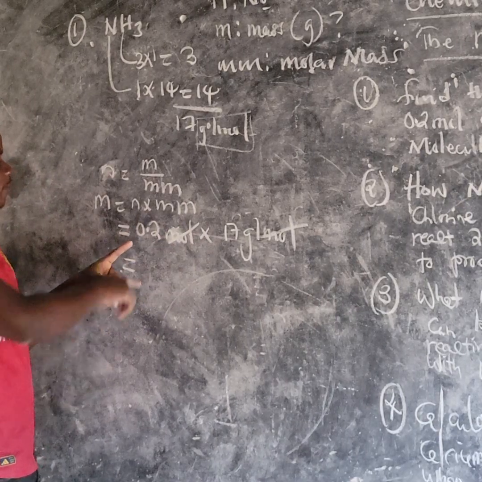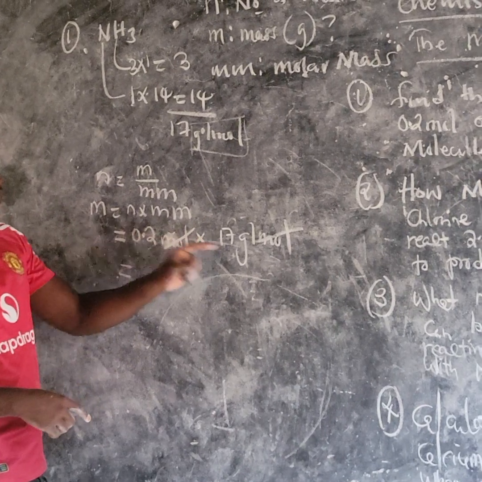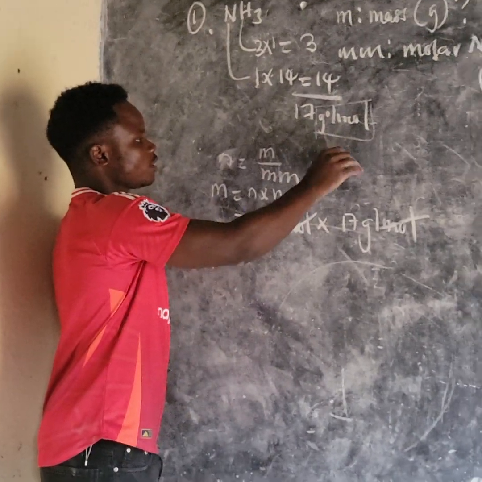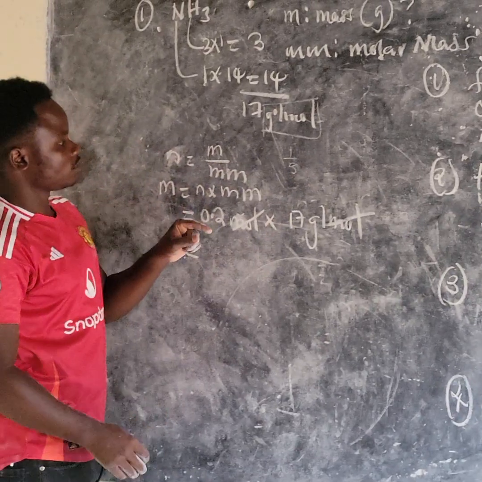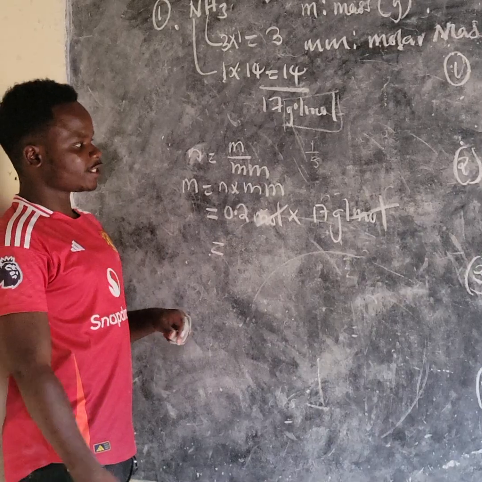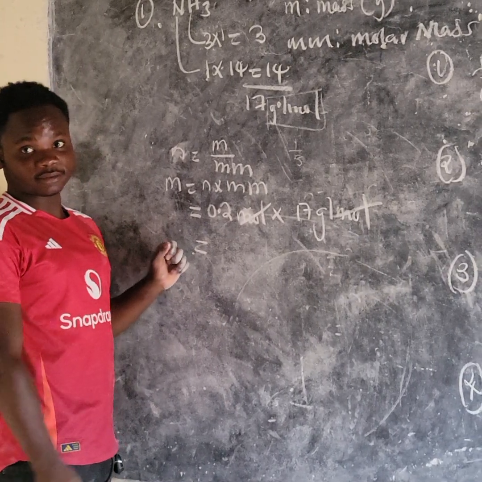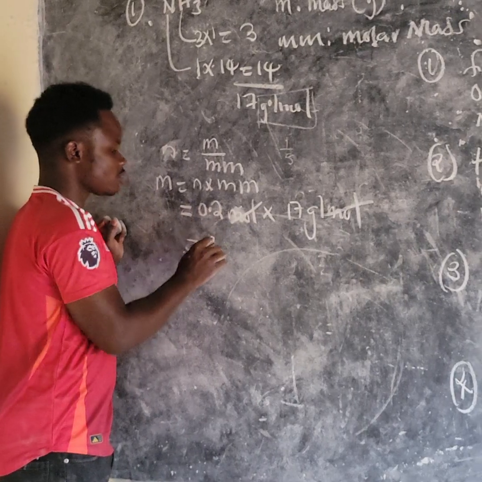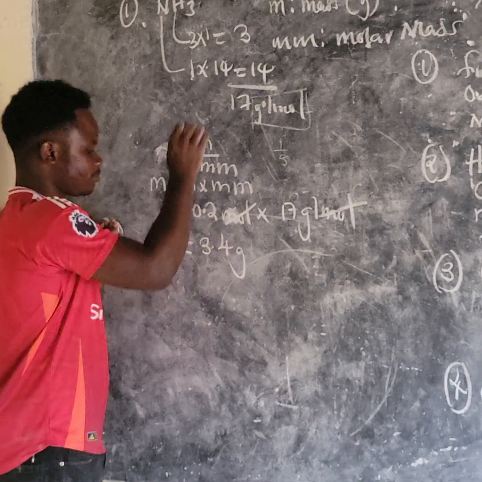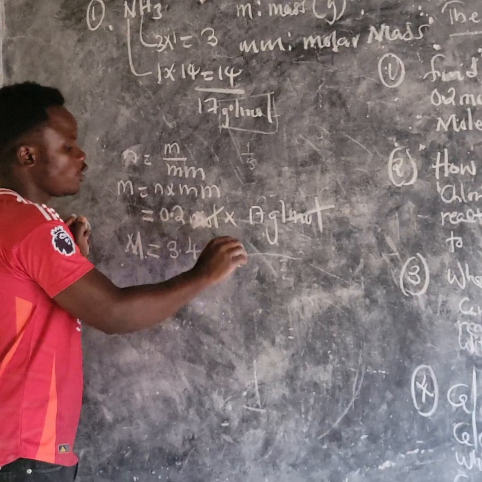When you multiply 0.2 times 17, 0.2 is like 1 over 5, so 1 over 5 times 17, we're going to have 3.4. So 3.4 grams. This one is going to be the mass of ammonia.